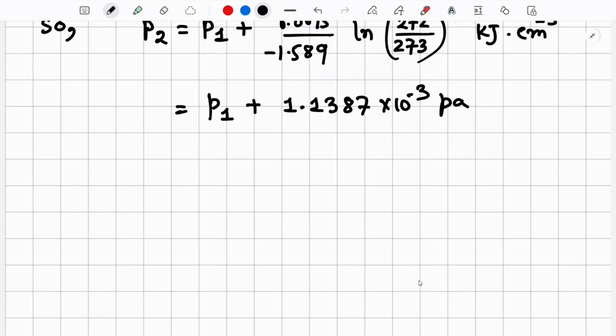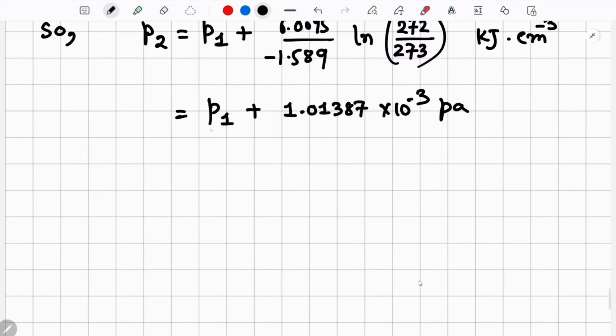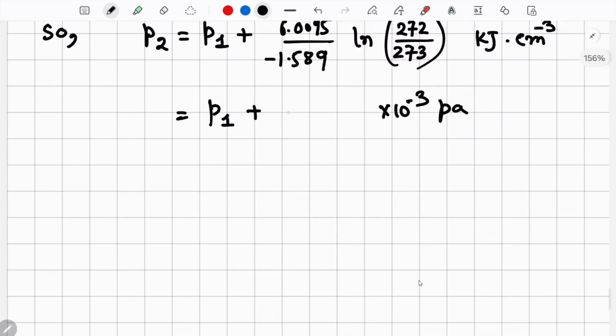I tell it 1.01387. Yes, and total after adding P1. P1 is 1 ATM after adding it. No, you can't add it. This is in ATM, sorry. Then it's 0.01387.